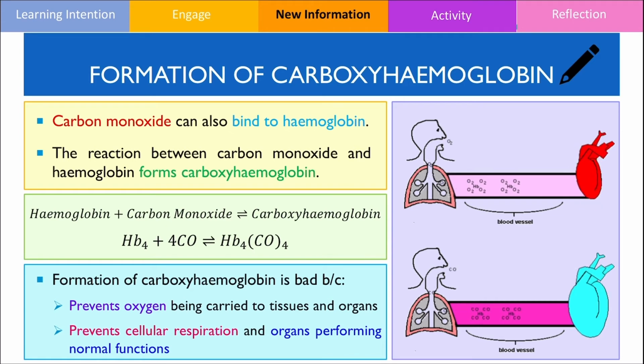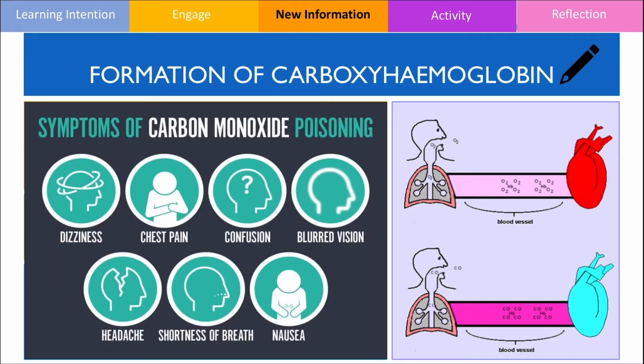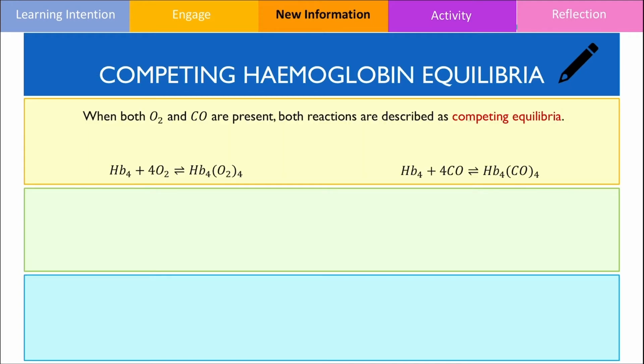This is one example of carbon monoxide poisoning, but as I mentioned earlier, other symptoms may also arise. When both oxygen and carbon monoxide are present, both of the reactions below are described as competing equilibria. This means that both oxygen and carbon monoxide compete to bind to hemoglobin.